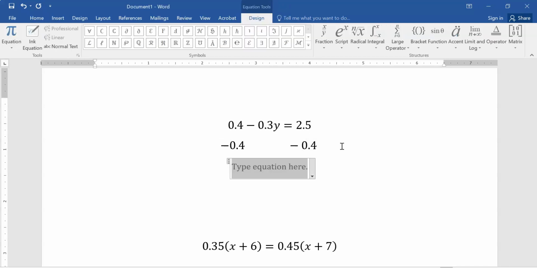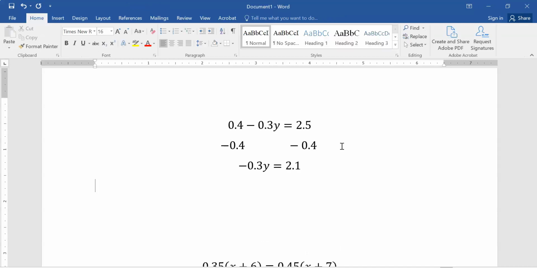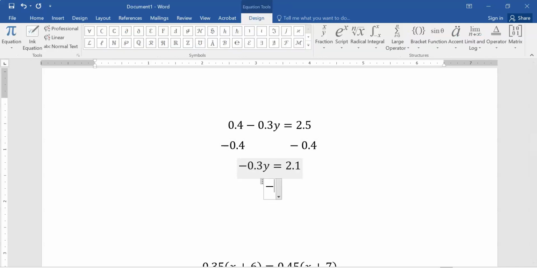If I do that, I end up with a negative 0.3y is equal to 2.1. Now my coefficient of y is negative 0.3. That is not going to change anything. We're just going to divide by a negative 0.3.